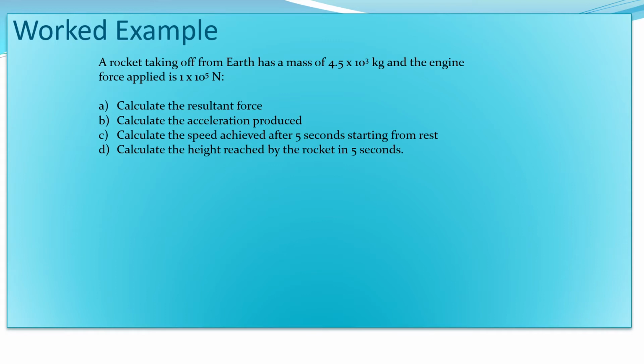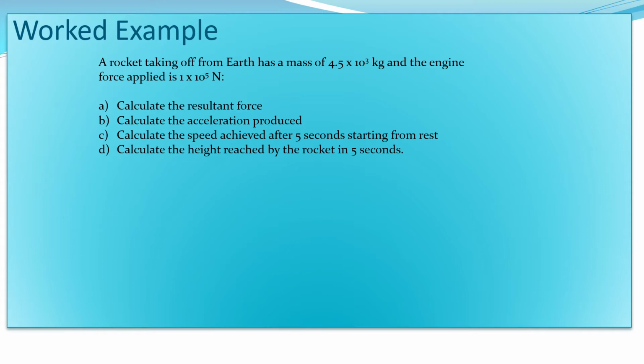It's split up, and it wants us to first work out the resultant force. That just means the net, the unbalanced force. Then second, the acceleration, then the speed after 5 seconds, and then the height the rocket has reached in 5 seconds. And I say this is quite a standard question because each of these parts builds on the part before it. So we need the answer to part A to work out B, and we need the answer to part B to work out C and D.